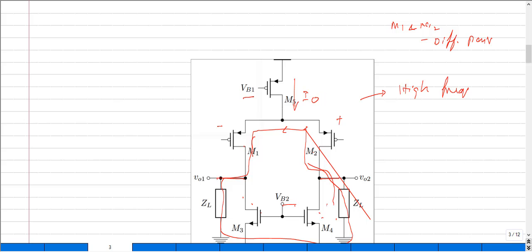And again, this bias voltage VB2 creates a current which is supposed to be equal to I0 by 2 across the M3 and M4 transistors. Thus the choice of VB1 and VB2 has to ensure the DC currents I0 and I0 by 2 are exactly equal, which means, instead of writing it like this, I can write it something like this.